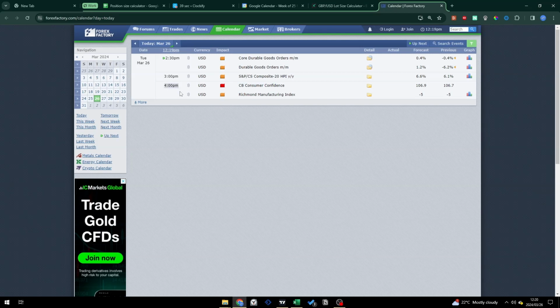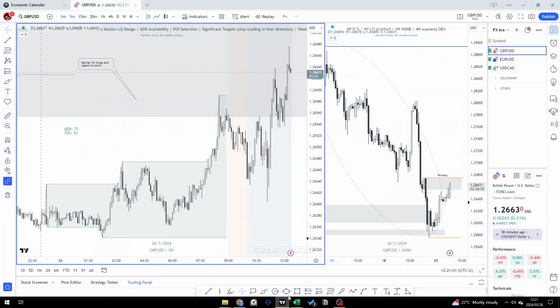1 hour before the end of the New York-London cross. So dependent on this news release, we can potentially validate a New York high of the day or low of the day, depending on the intended direction we're trying to trade. So I'll go through the scenarios as we move through the different pairs and how I would approach it.